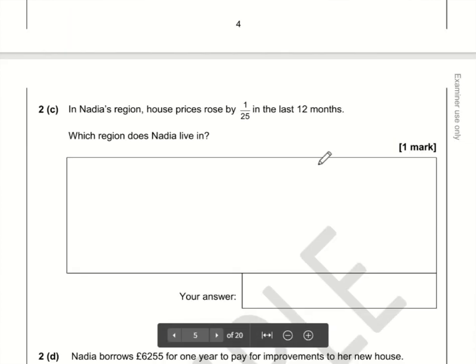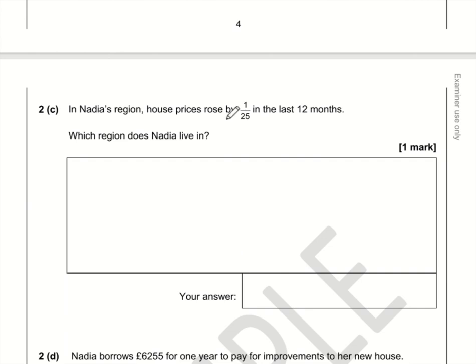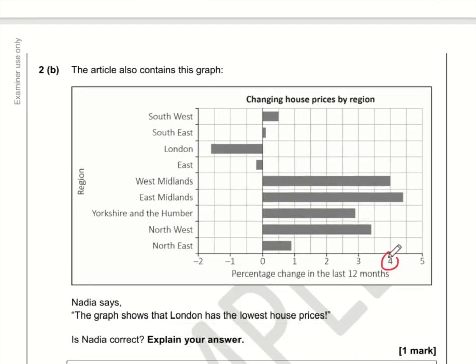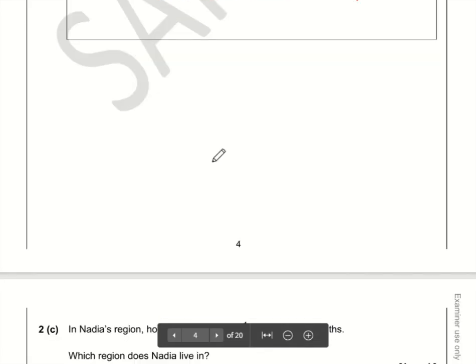Okay, let's have a look at 2C. In Nadia's region, house prices rose by 1/25th in the last 12 months. Well, what is 1/25th as a percentage? Here we've got a fraction. To turn a fraction into a percentage, it's top divided by bottom times 100. So that is 4%. So let's see 4% on here. So 4% is this point here. So she must be in the West Midlands.